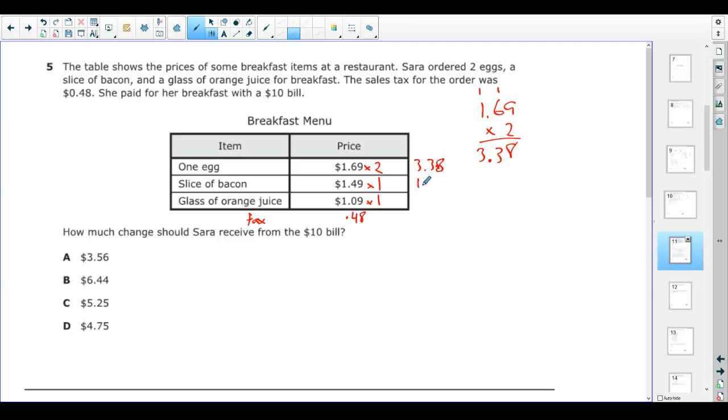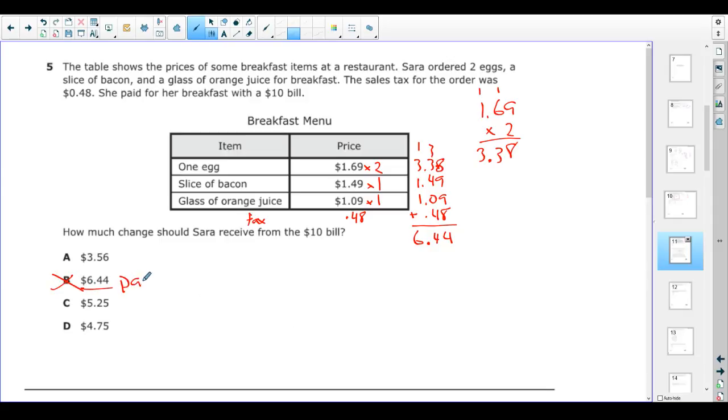Everything else we can just add the same. She bought 1 bacon, 1 orange juice, plus tax. Add all those up. So that's 17, 26, 34, right? Okay, 6, 10, 14, 4, 5, 6. $6.44. Okay, good, because that's an answer choice, but I'm not going to pick it.